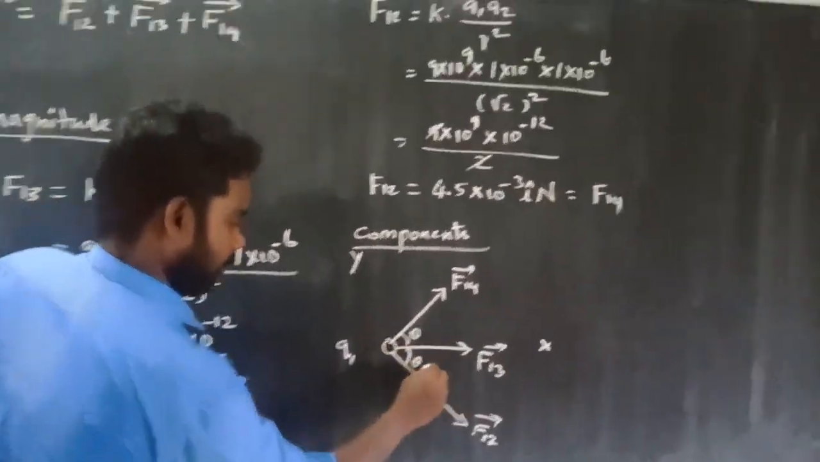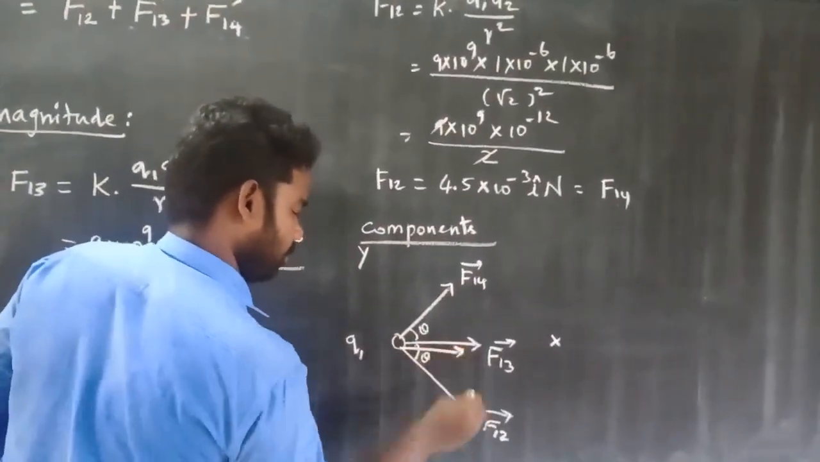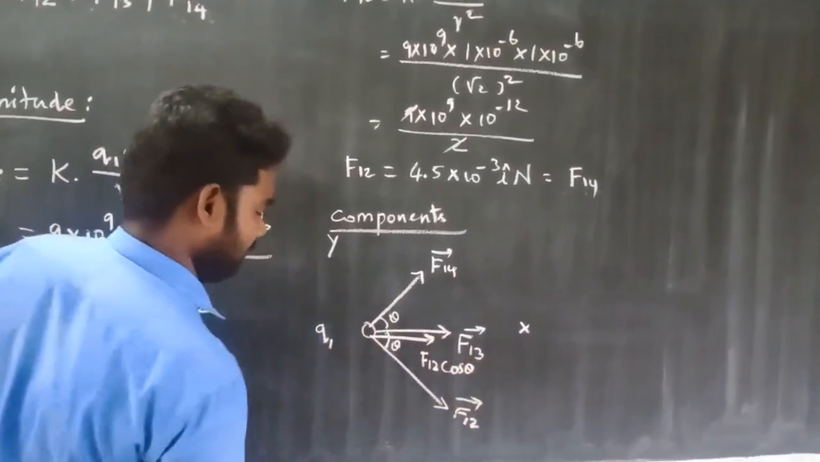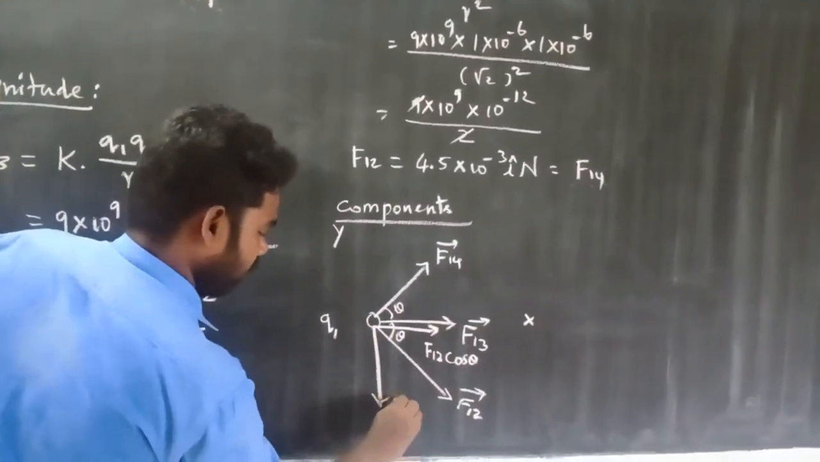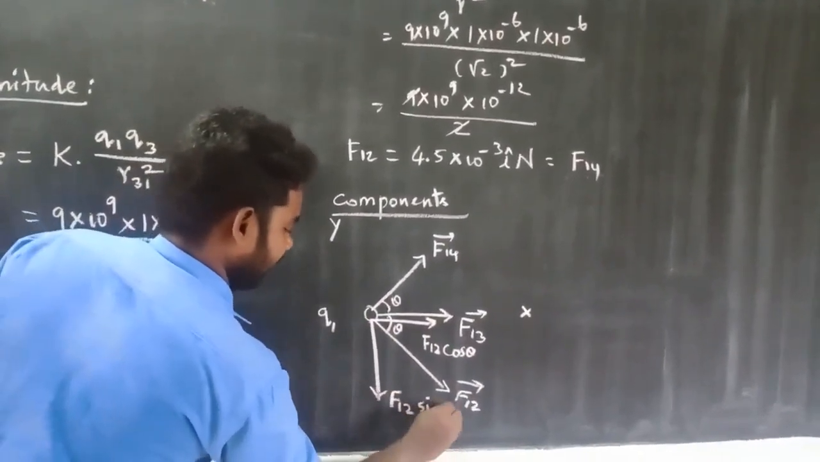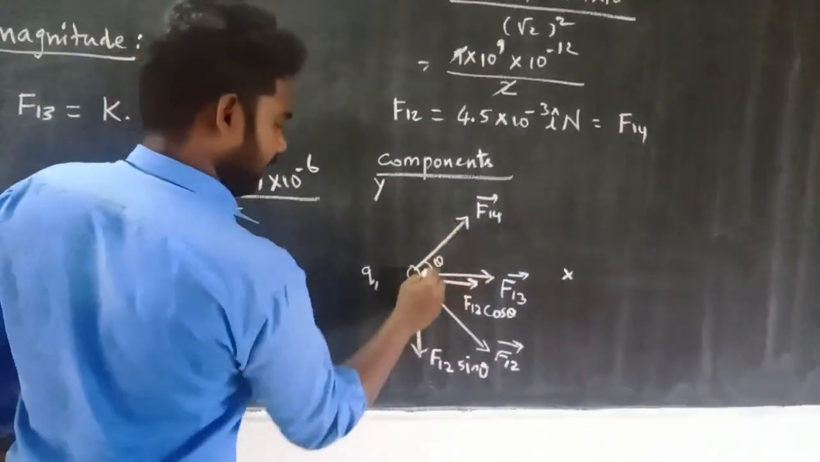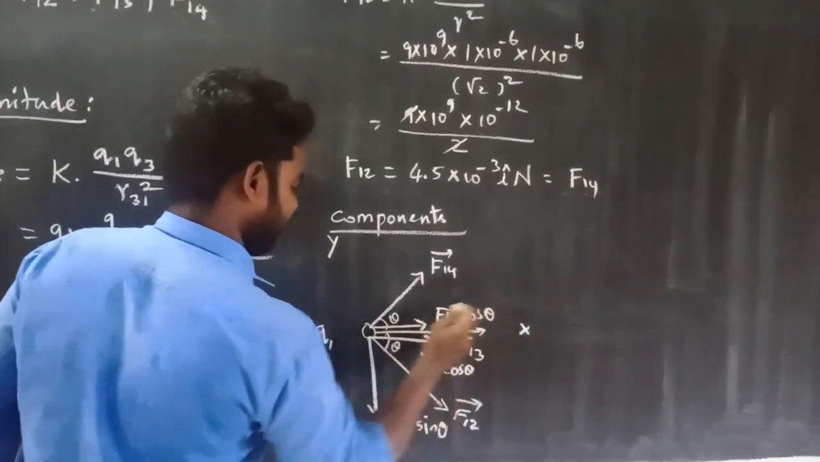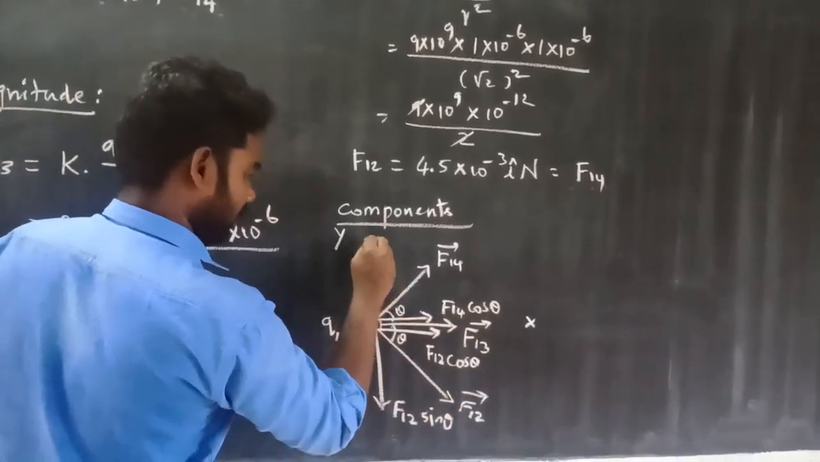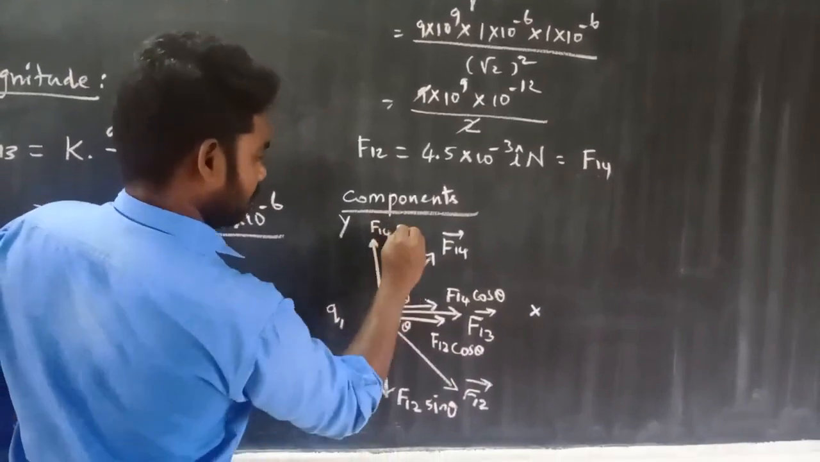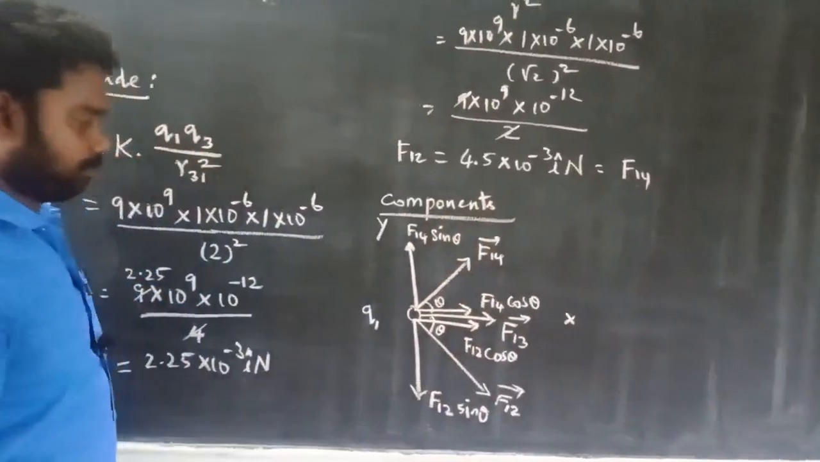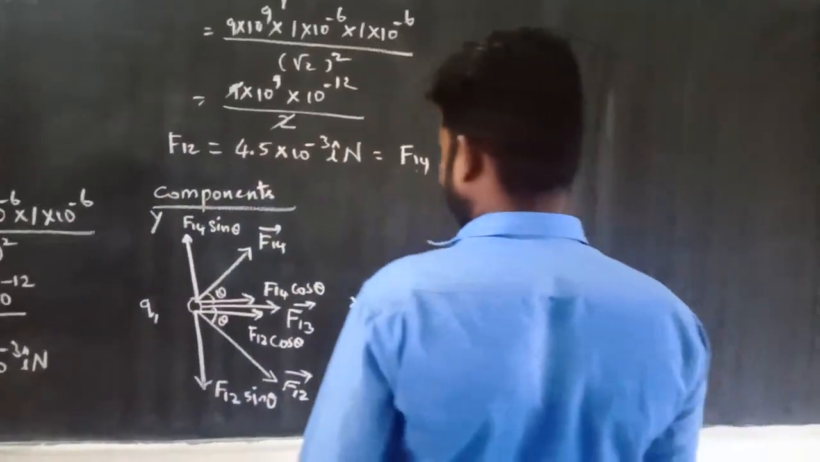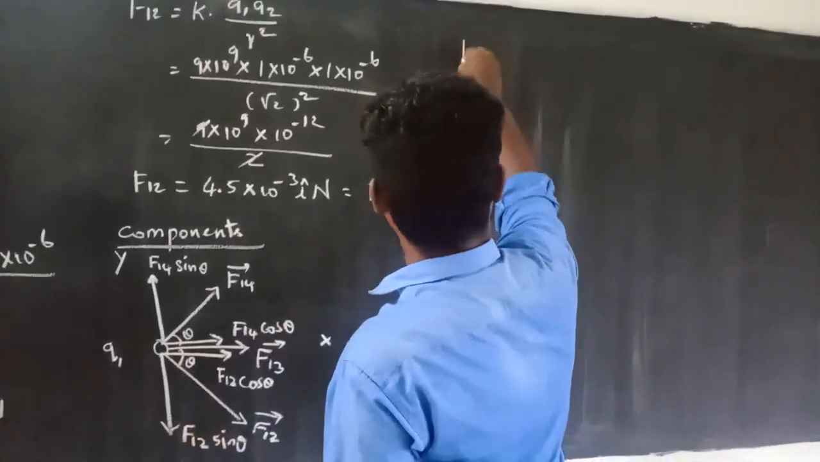So when you classify into their components, theta is here. In this direction, F12 cos theta will be taken, and in this direction, F12 sin theta will be taken. As well as here F14 vector, its cos value will be taken, and in this direction F14 sin theta will be taken.